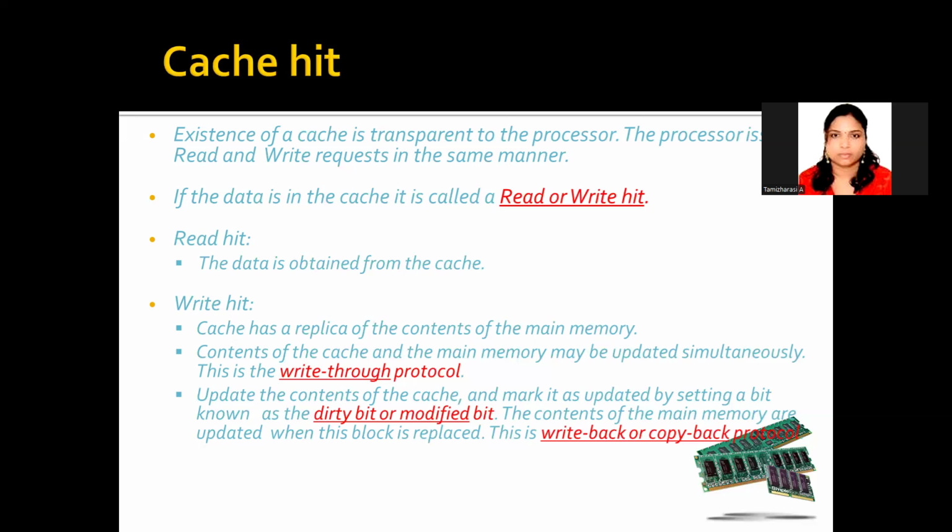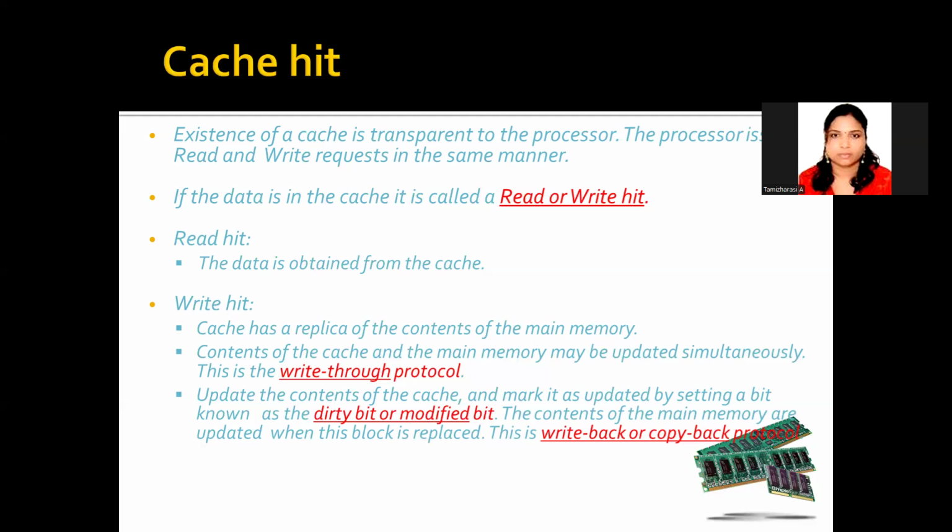This is sometimes a tedious process, because every time you make some changes, you have to update both the cache and the main memory. Instead of this, there is another approach called write back or copy back protocol. In this case, if you make any updates to the cache, you have a control bit called the dirty bit or modified bit. You mark this bit to notify that the content is updated in the cache and it has to be updated in the main memory.